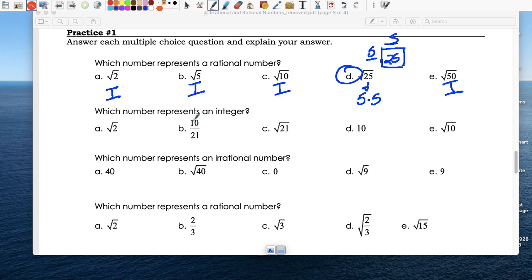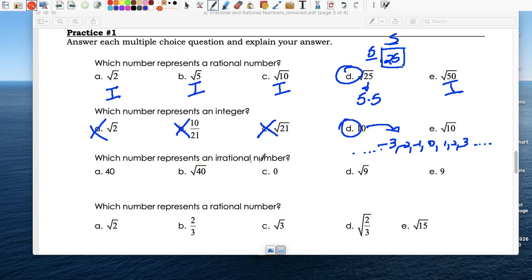Which number represents an integer? Remember what integers are, right? So negative 3, negative 2, negative 1, 0, 1, 2, 3 are all the whole numbers and their opposites, right? So square root of 2, definitely no. 10 over 21, definitely no. Square root of 21, definitely no. 10, is 10 in this set here? Yes, it is. 10 it is.